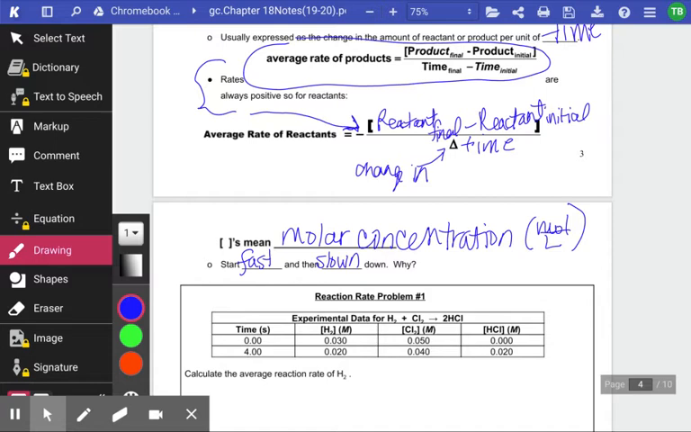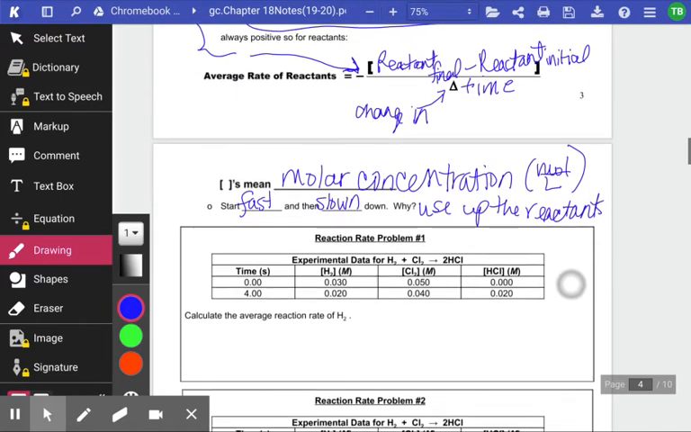Same thing with any other type of reaction. In the beginning, you have lots of reactants, but as those reactants are reacting and used up, the reaction slows down over time. So why does a reaction start fast and slow down? Because you use up the reactants. There's no more reactants left, or they get to be close to zero.